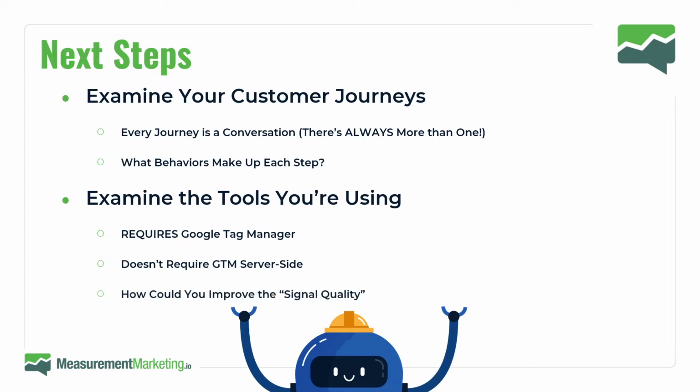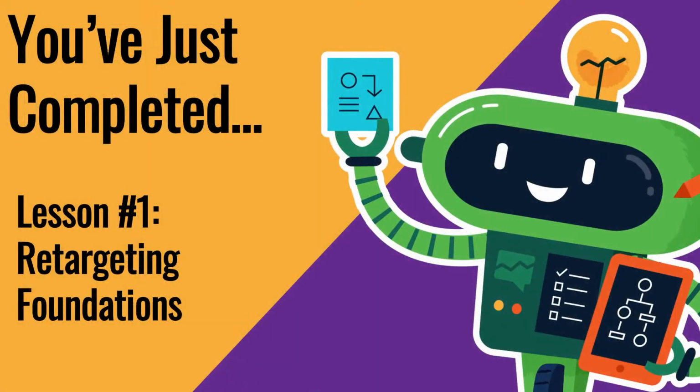All right, so that's the idea, thinking about how you can go through the signal quality, how you can feed the ad platforms better signals so they can help you find the people that you want to find and move them along in their journey. And with that, you've just completed lesson number 1, Retargeting Foundations.